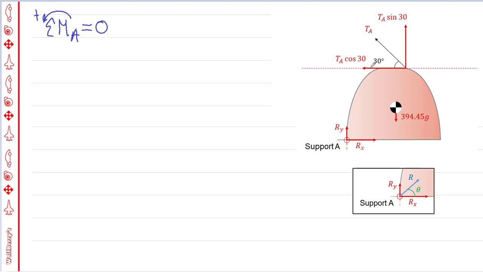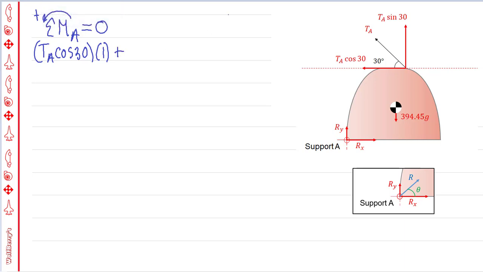I'm going to start with TA cosine 30, this force here. So it's going to be force multiplied by perpendicular distance to the pivot. This distance here is 1. So my first term is going to be TA cosine 30 all multiplied by 1. And we can clearly see that it's anti-clockwise because this force about this pivot will make it spin like this. So anti-clockwise is positive.